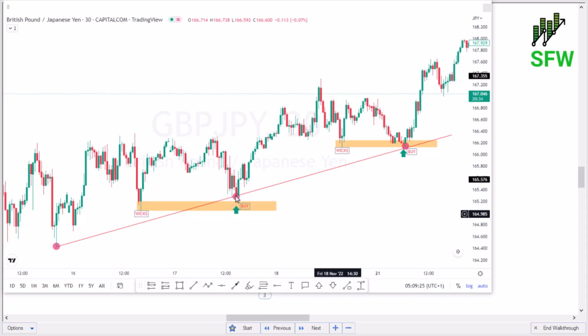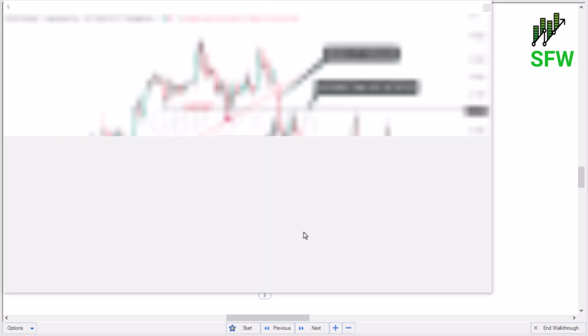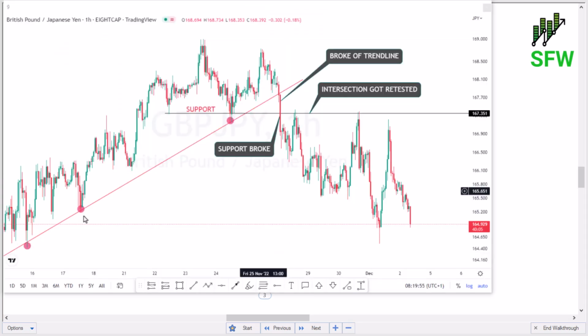Point 1, point 2, point 3, boom. Point 1, point 2, we establish our trend line. Point 3, you see how the market then reacted. Later, it broke to the downside.